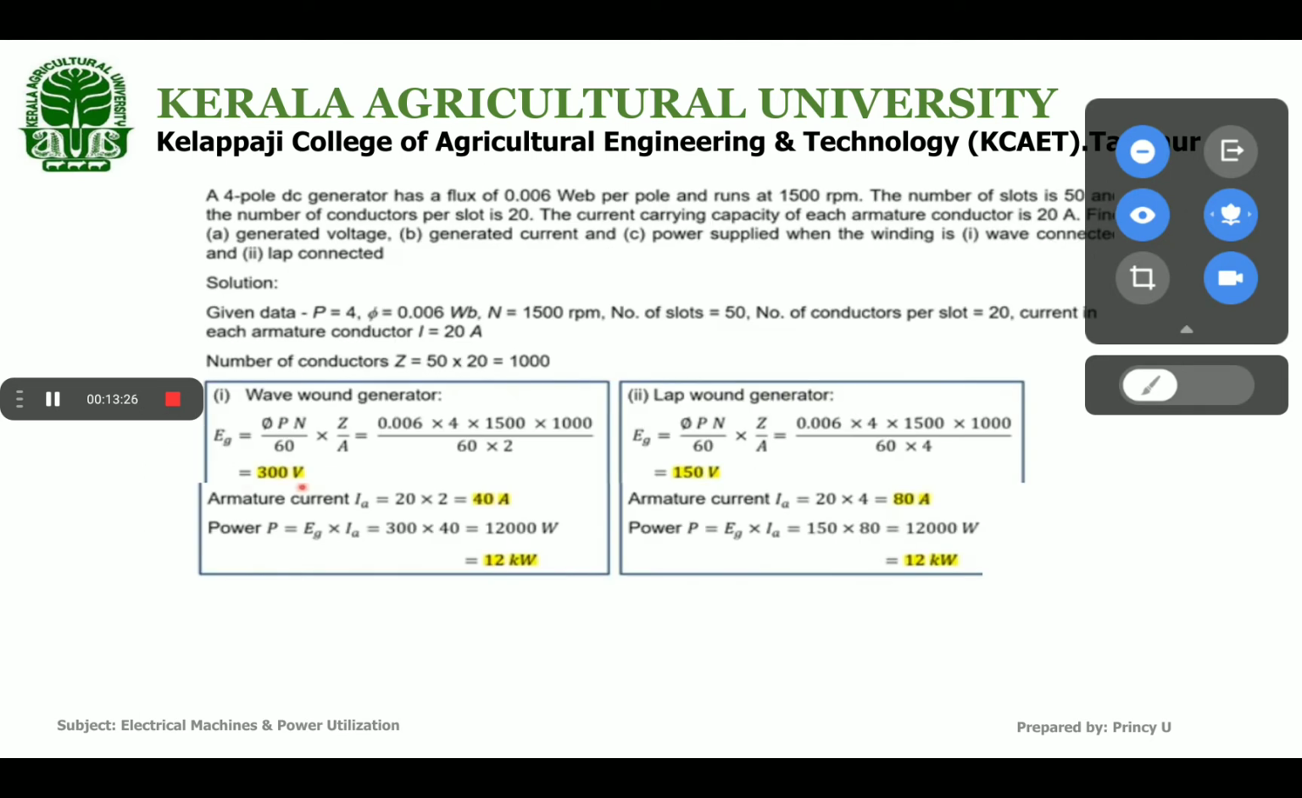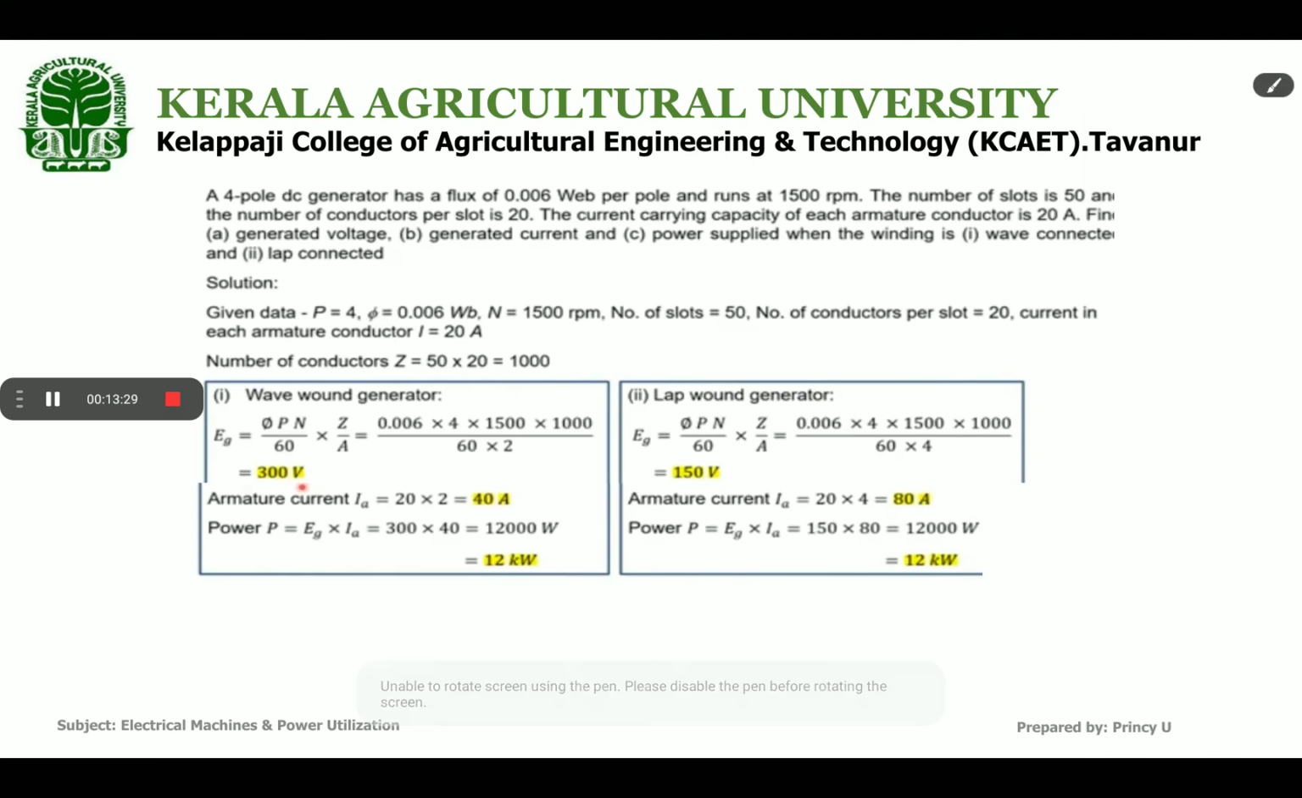Next question. A 4-pole DC generator has a flux of 0.006. That is phi is given, in the generated EMF equation, and runs at 1500 RPM. That is N is given, number of poles is given. Okay, phi P N is given. The number of slots is 50 and the number of conductors is 20. That is total number of conductors is 50 into 20, 1000 conductors.